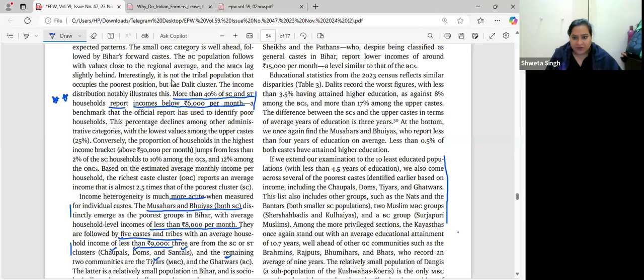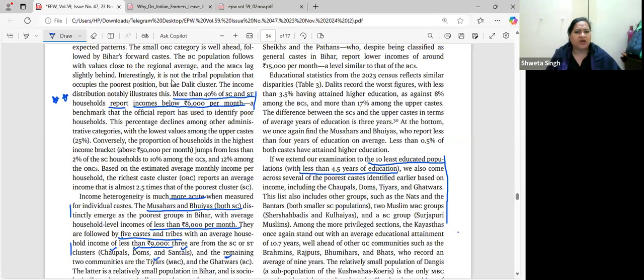So we can see this is another very, I would say, qualitative reflection. We can see that if we extend our examination to the 10 least educated population, with less than 4.5 years of education, what do they identify? Then they identify the caste groups, this. Now here, there was a very interesting segment.